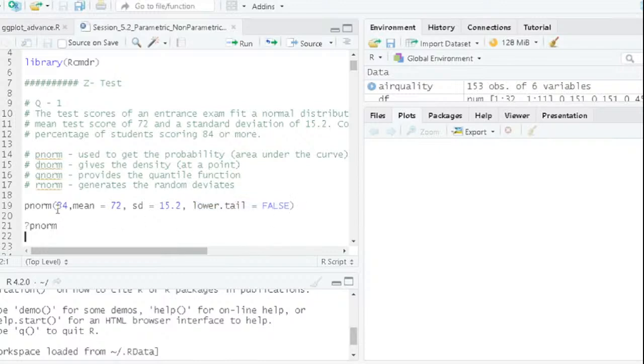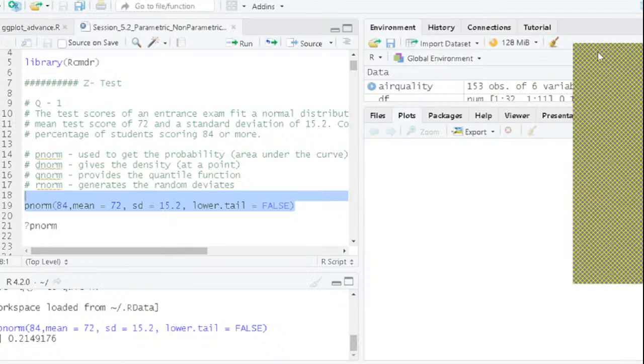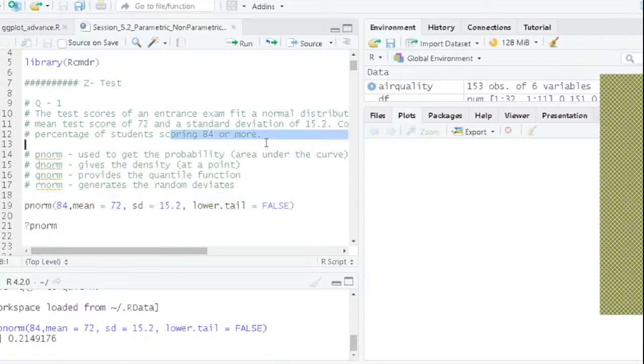In pnorm, first you mention the x value, then you mention the mean, then the standard deviation, and then mention lower tail equal to false. Quickly run this and tell me what answer you get. What answer did you get when you ran pnorm? 0.2149? It means 21.49% of the students scored 84 or more.